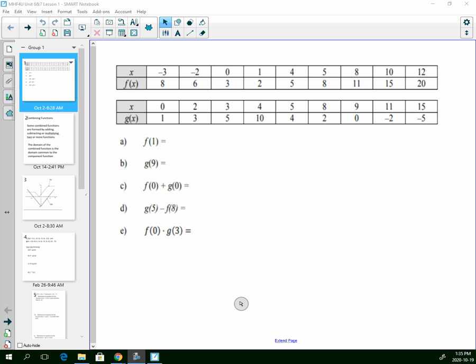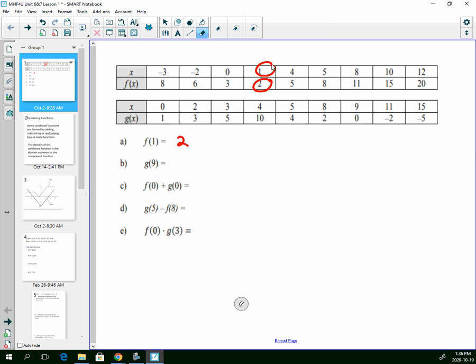So if we have two sets of ordered pairs here, or tables of values, we already know how to do function notation, right? We already know that if we wanted to find f of 1, it's asking us to find the value of the function f of x when x equals 1. So if we are presented with a table of values, all we would do is find x equals 1 and find the value of y, or f of x.